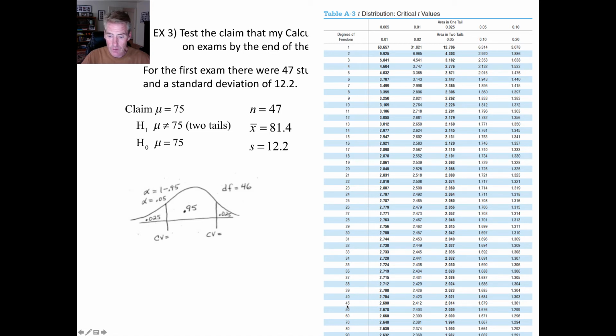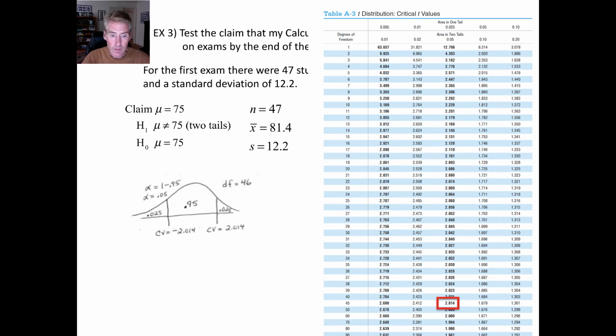And you'll see over here, they don't have a 46. So whenever the table doesn't have what you need, use what's closest. So that would be using this 45. And then the little magic square says the critical value is 2.014. So then put negative 2.014 on the left, positive 2.014 on the right.